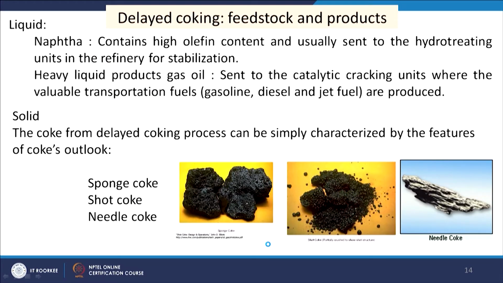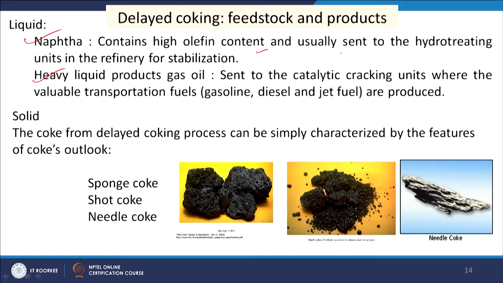And then the liquid part can contain naphtha or heavy liquid products, gas oil. So, naphtha and gas oil, these two products we can get from this delayed coking, and this naphtha contains high olefin content and is usually sent to the hydrotreating units in the refinery for stabilization. In the previous slides, we discussed the mechanism and saw that olefins are formed. So, those olefins are present in it, so it requires more hydrogenation and is sent to hydrotreating units in the refinery for its upgradation.